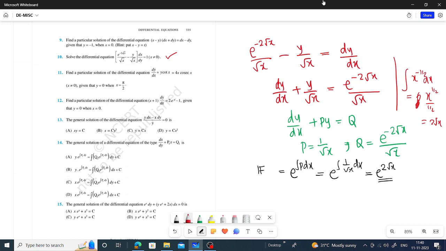Now we know the solution of the differential equation is y into integrating factor is equal to integral Q into integrating factor dx. Now we are going to solve that.